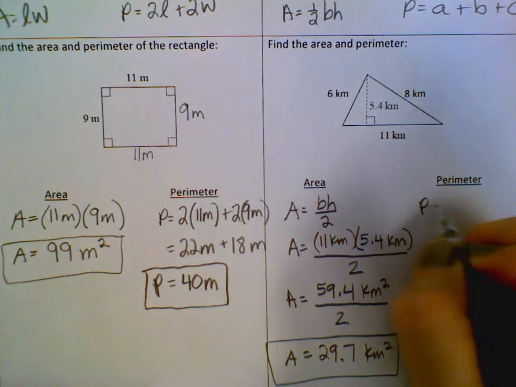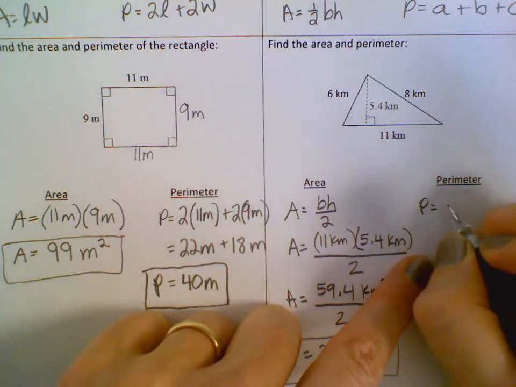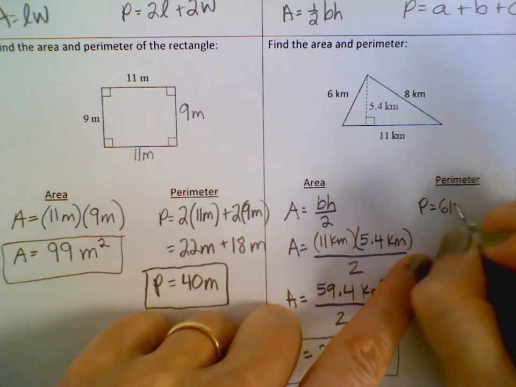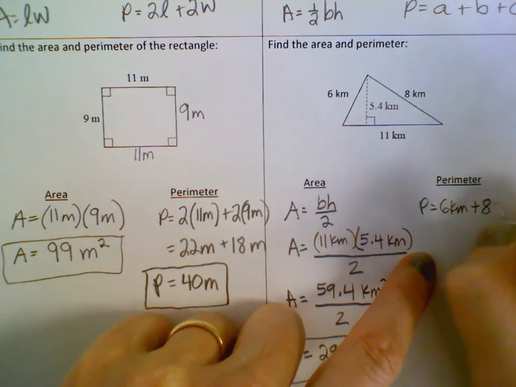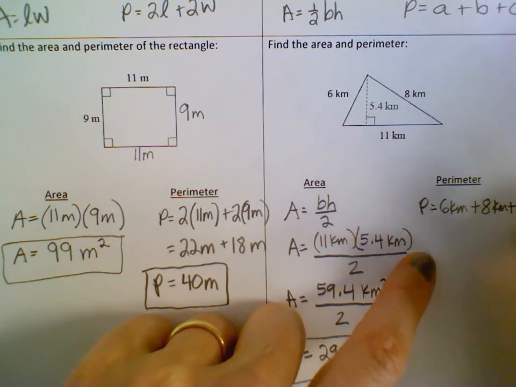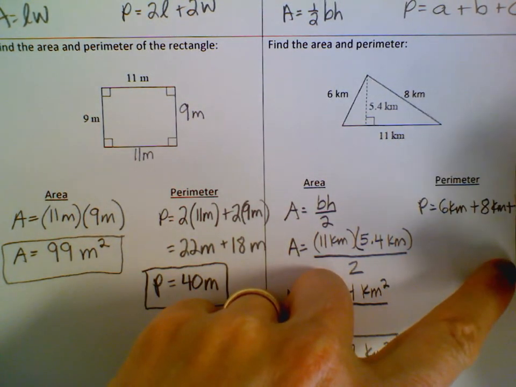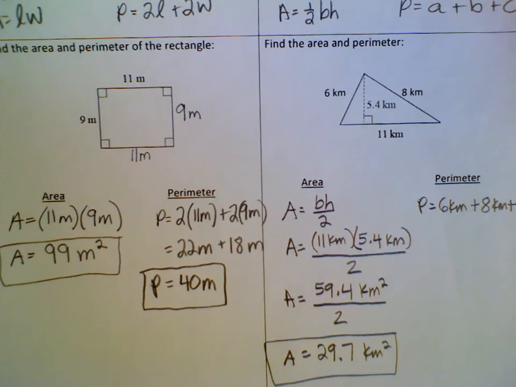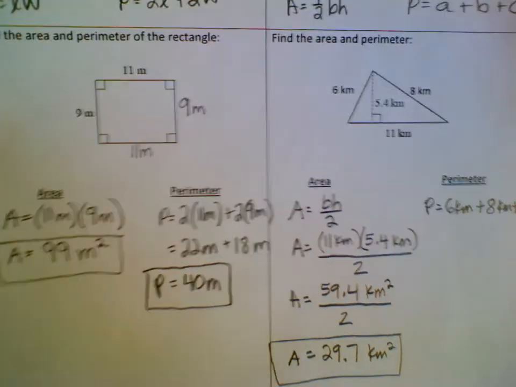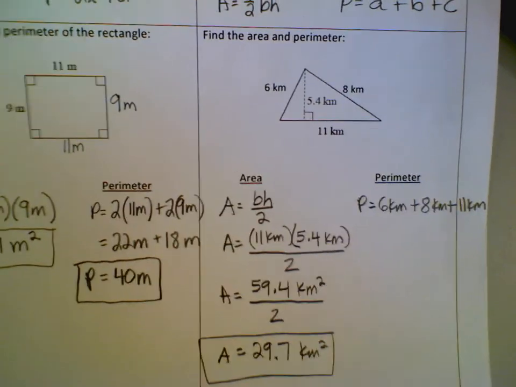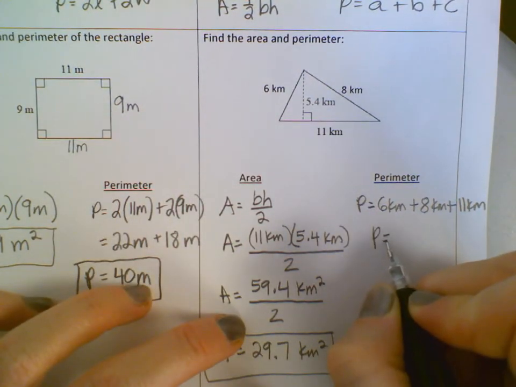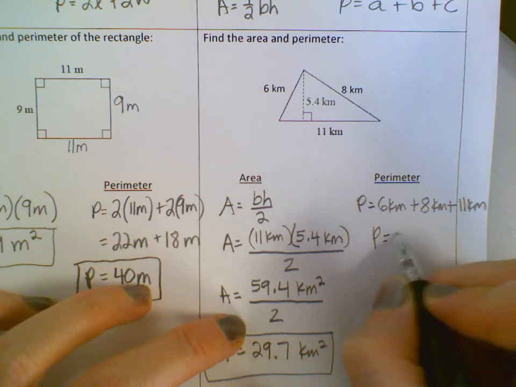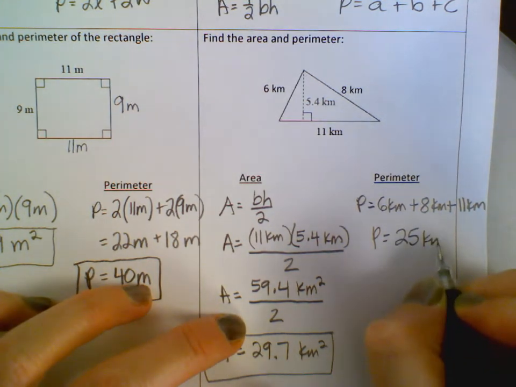Okay, and our perimeter is simply to just add up all the sides. So we have 6 plus 8 plus 11. And that adds to 25 kilometers.